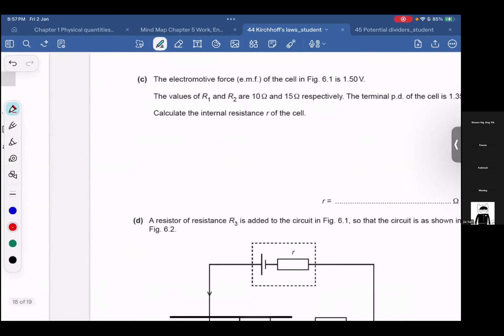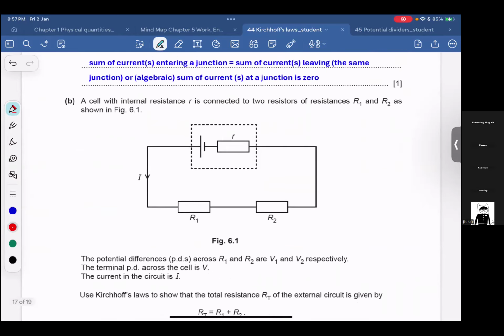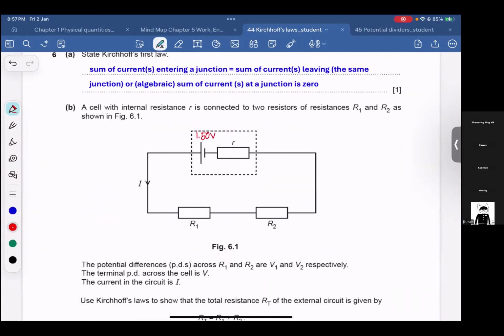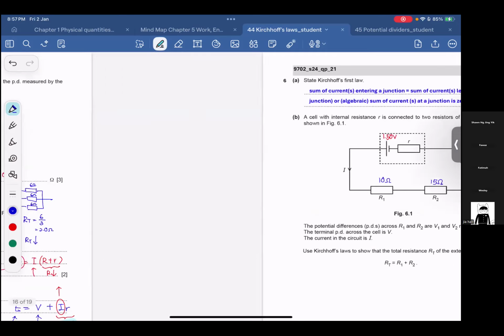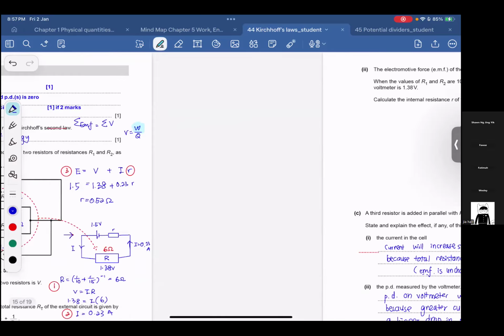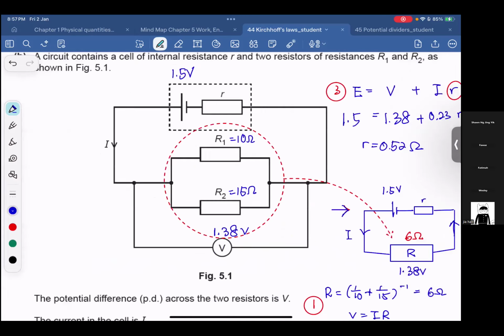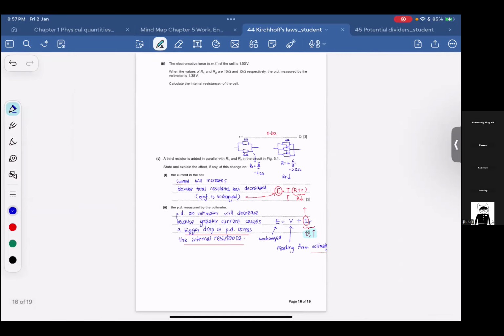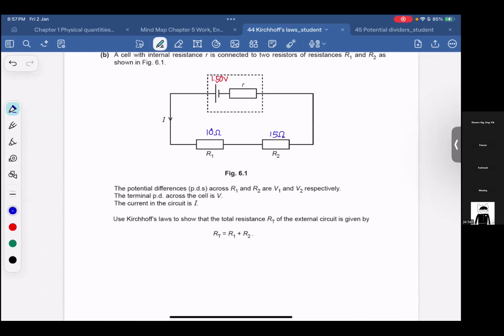Okay, like here, the EMF in the cell is 1.5, so I will label here 1.50 volt. The values of R1 and R2 are 10 ohm and 15 ohm. Just now in parallel, was it the same value? Yes, you see, that question was in parallel, 10 ohm and 50 ohm. So right now they change. The question becomes series.